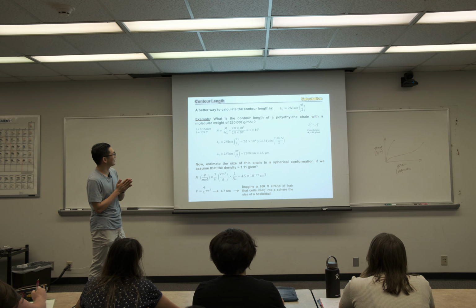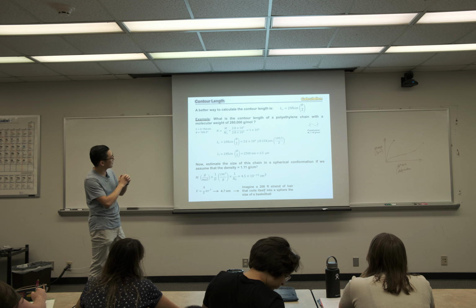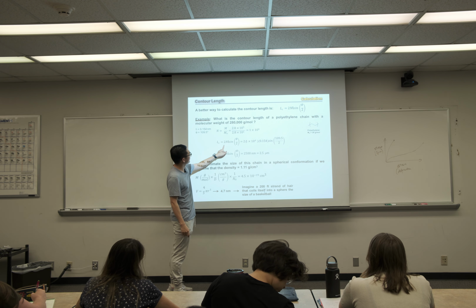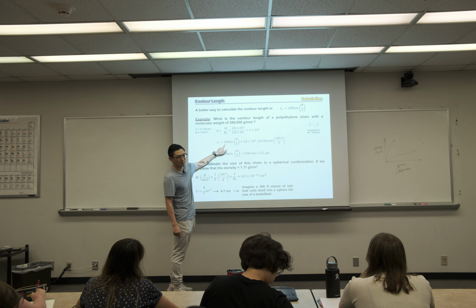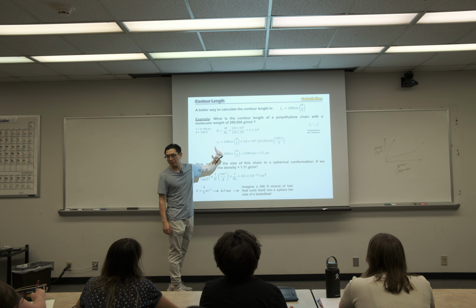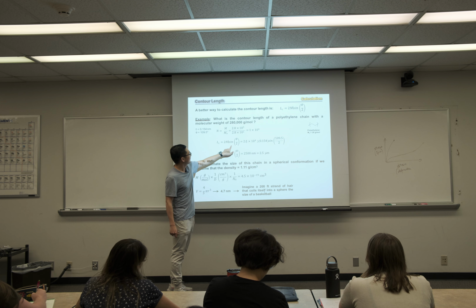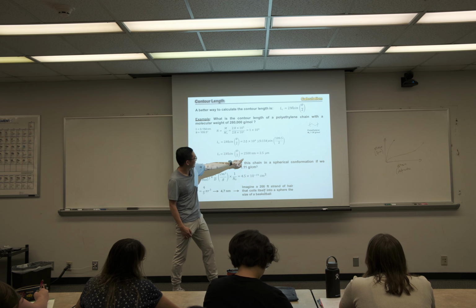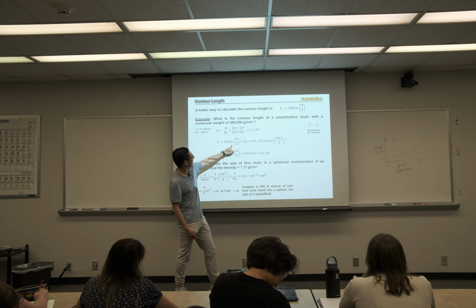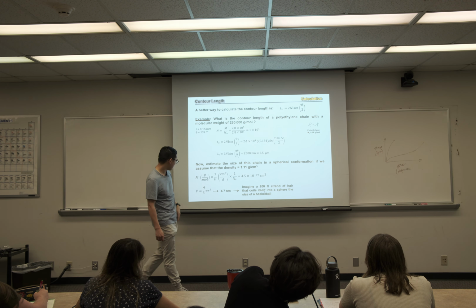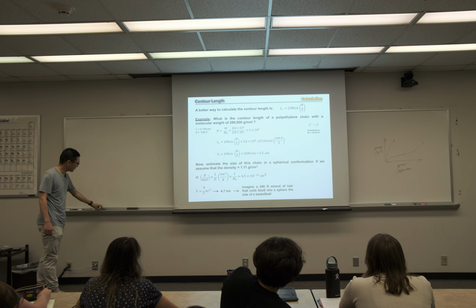So we can calculate. In this case, the bond angle is fixed. We can calculate the contour length as 2 times n. Remember, the 2 came from the fact that we have a two carbon bond repeating unit. Times sine theta divided by 2 will give you the contour length. And where did sine theta divided by 2 come from? This might be confusing to some of you.